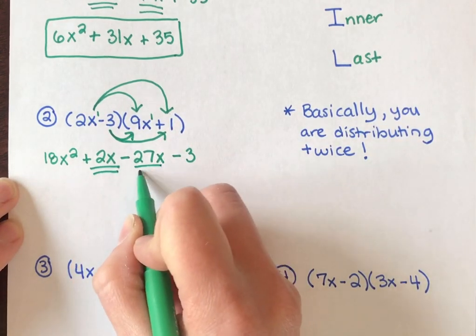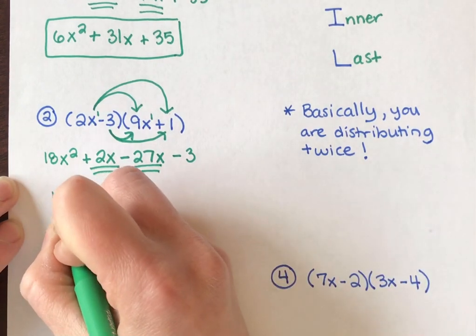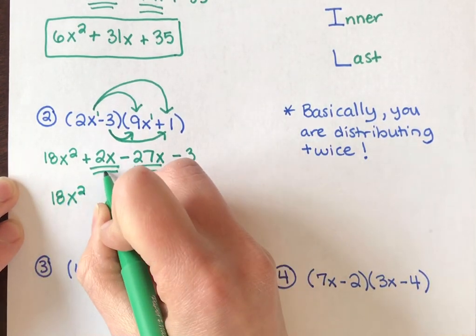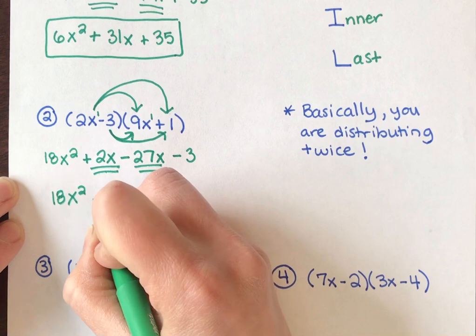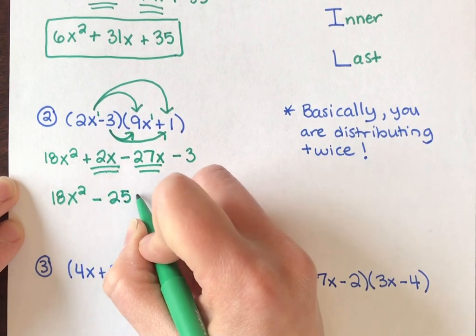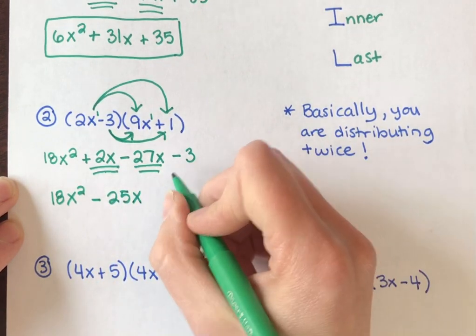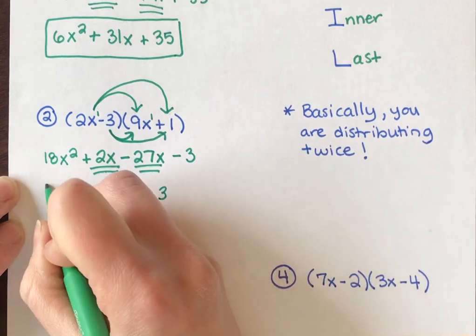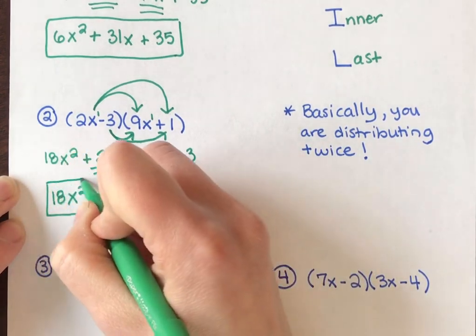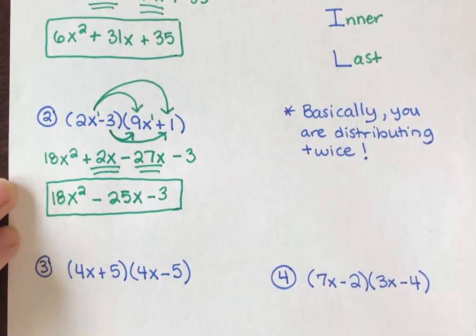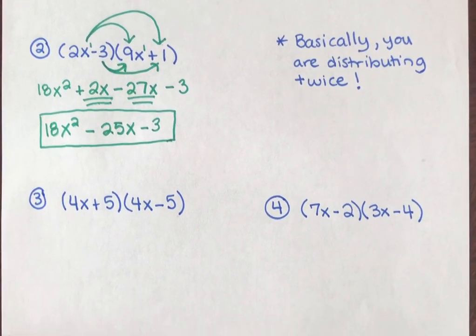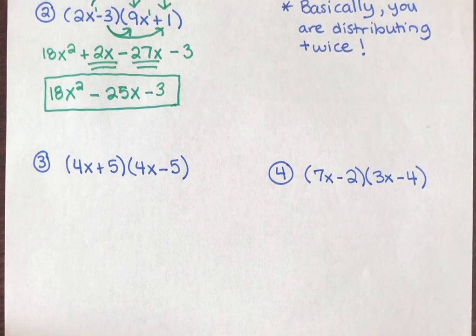There are those like terms in the middle to combine. So I have an 18x to the second. 2x minus 27x is a negative 25x. Bring down that minus 3. And there's my final answer. Okay. All right, let's do 2 more together. Make sure we're okay with it.